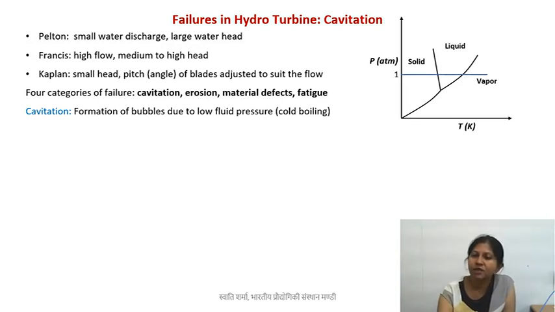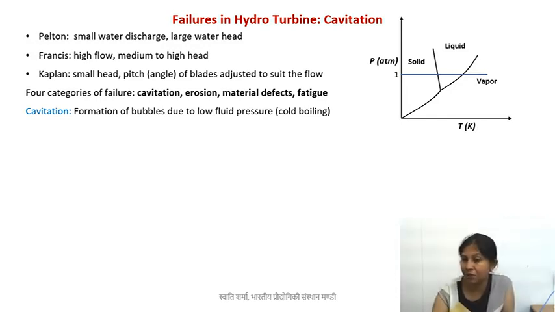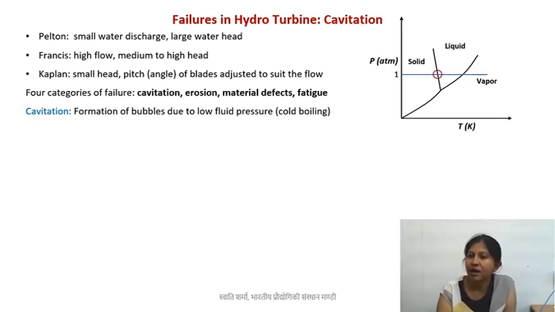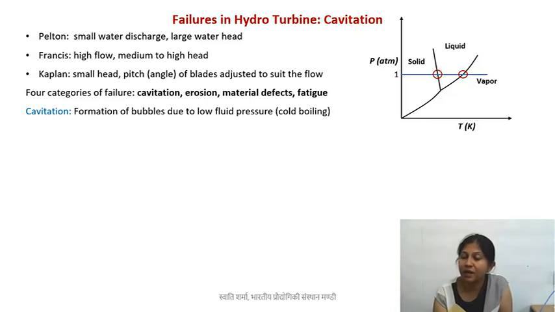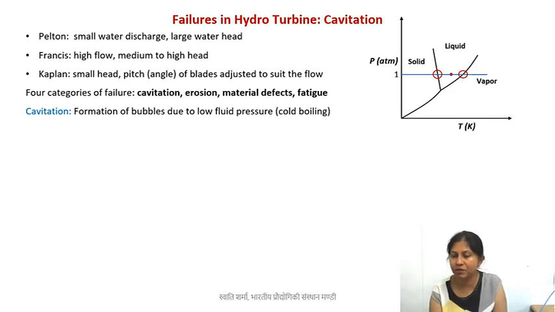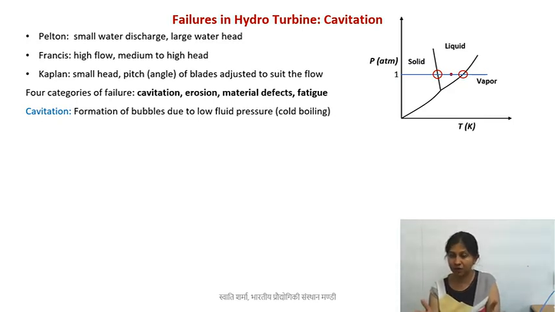If I draw a line when your pressure is 1 atmosphere, temperature keeps on increasing, but the pressure is 1 atmosphere, then this point will be the melting point of the material. This point will be the boiling point of the material. So normal standard melting point and standard boiling point. Your liquid, let's say, belongs somewhere here. So between these two circles in this region, your material should remain liquid.